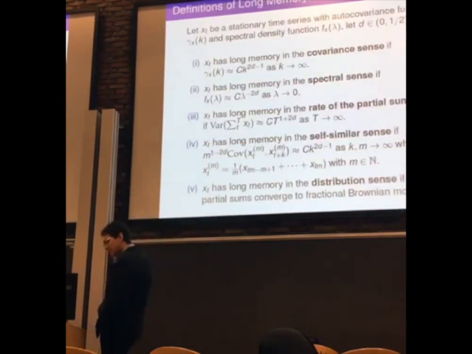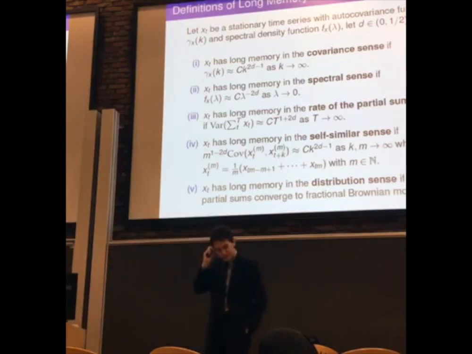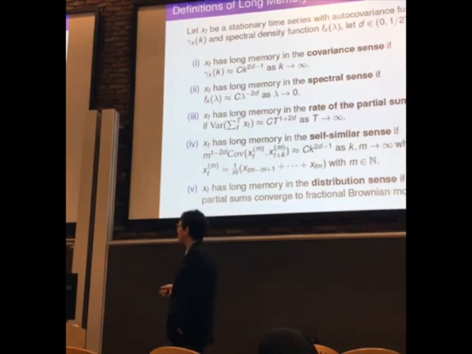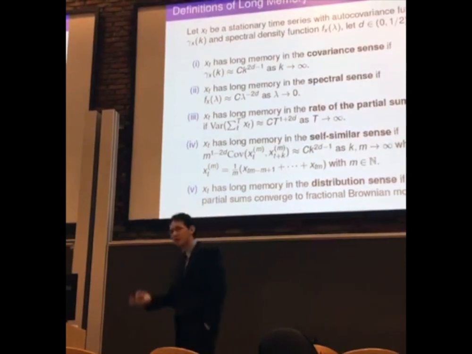With that said, as I mentioned, we have a bunch of definitions of long memory. Don't worry too much about all of those. The idea was just to show you that we have a bunch of definitions of long memory. Sadly, they are not equivalent in general. But yeah, we have a bunch of definitions. The first two were the typical ones that we used at the beginning. So first, the covariance.